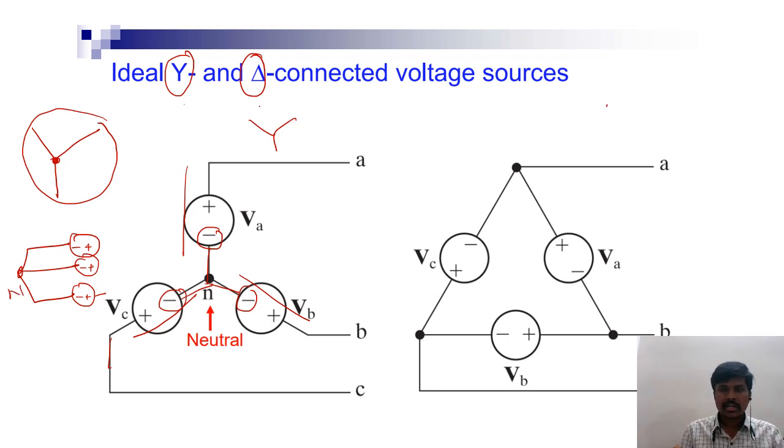Now coming to delta, which resembles a triangle. This triangle has three sides. These three sides can indicate the voltage source, and they can also be a load. So these are the three single phase voltage sources. This is the representation of a three phase voltage source.